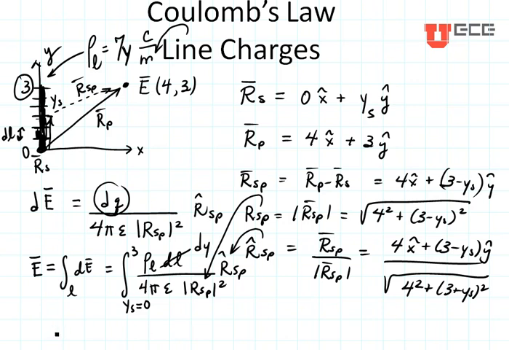If you look in table 3-1, you'll find an equation for dl. It's in vector form. In the x direction, it has dx. In the y direction, it has dy. And in the z direction, it has dz. That's what you'll find in table 3-1.